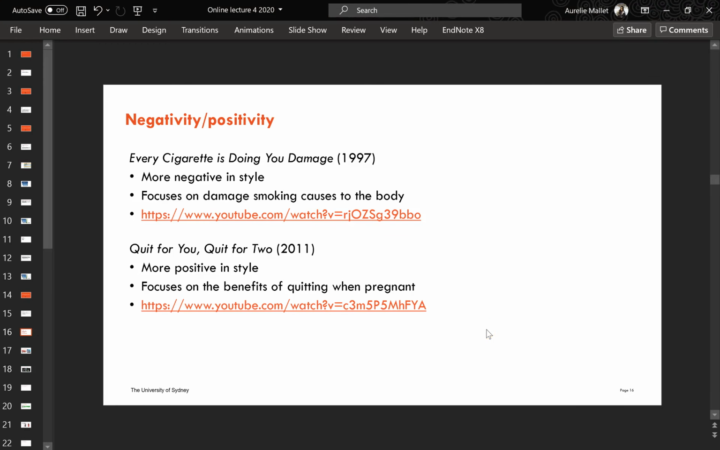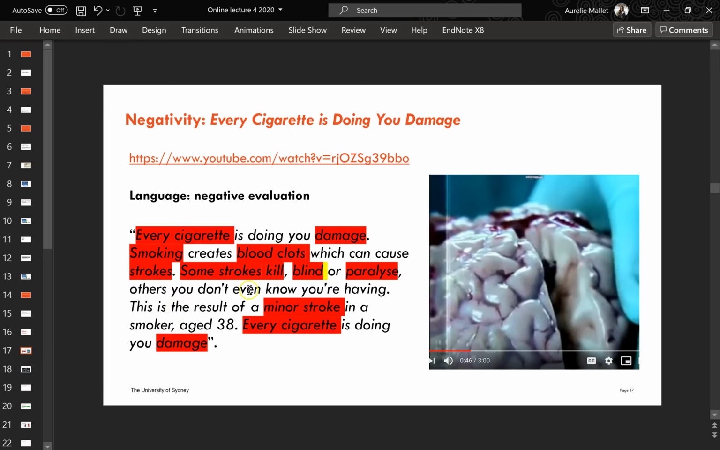So that's a more positive style campaign. I hope you can see they're very different from each other. Now I'm going to step through each of the campaigns individually and step through how negativity is realized through language, image, and sound.